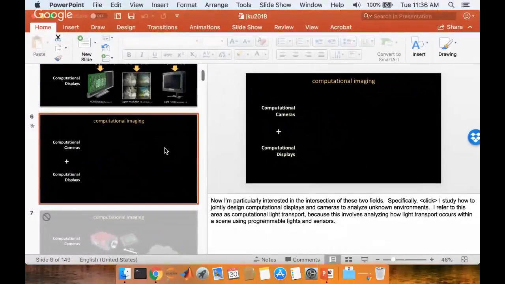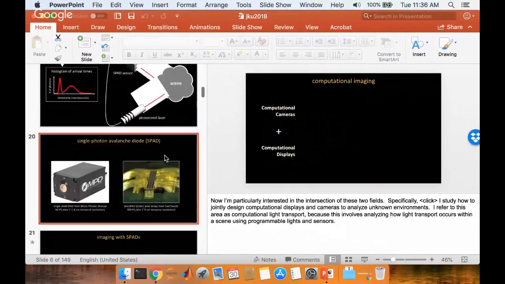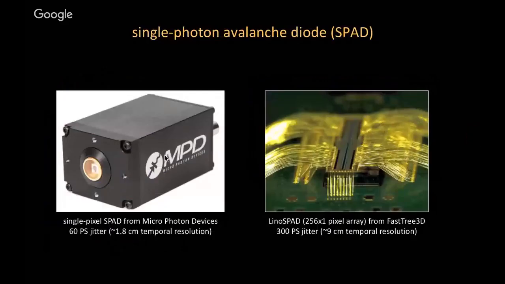Let's see here. So these two SPADs, for example, are the two SPADs that we use throughout the project: the line array on the right and the MPD SPAD on the left. And they have different characteristics when it comes to time stamping these photons. On the left, you have about 60 picoseconds jitter, meaning that there's some electronic noise associated with how the timestamp is associated with that photon. As a result, you get this full width half max associated with the pulse. So the pulse in this case, if we were to measure it with this sensor, will look like it's about 1.8 centimeters in length.